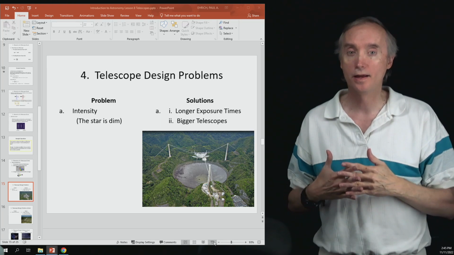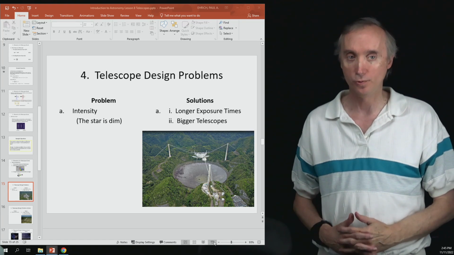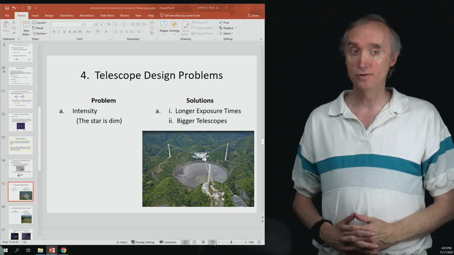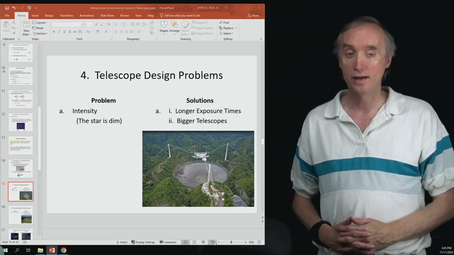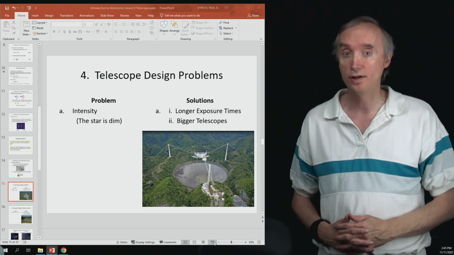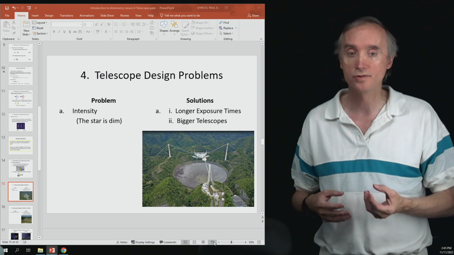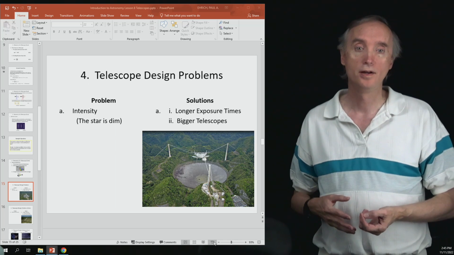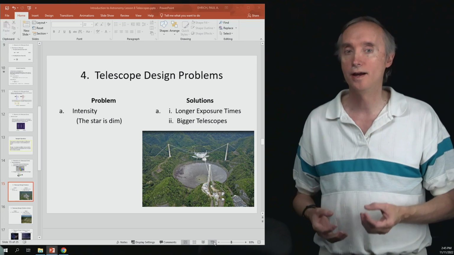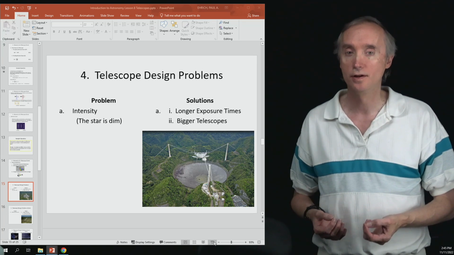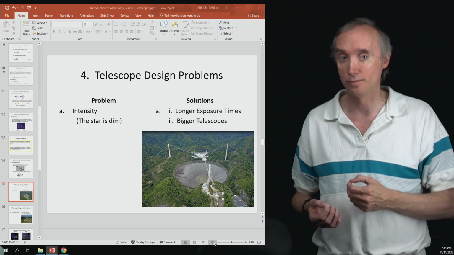Okay, I'm back, and now we want to talk about what are some problems with telescopes and how do we fix them. So the first problem is stars are very dim. And so what we want to do is to be able to see these stars even though they're very, very dim. Now, what would be some solutions to this? Okay, one, collect as many photons being given off by these stars as possible.